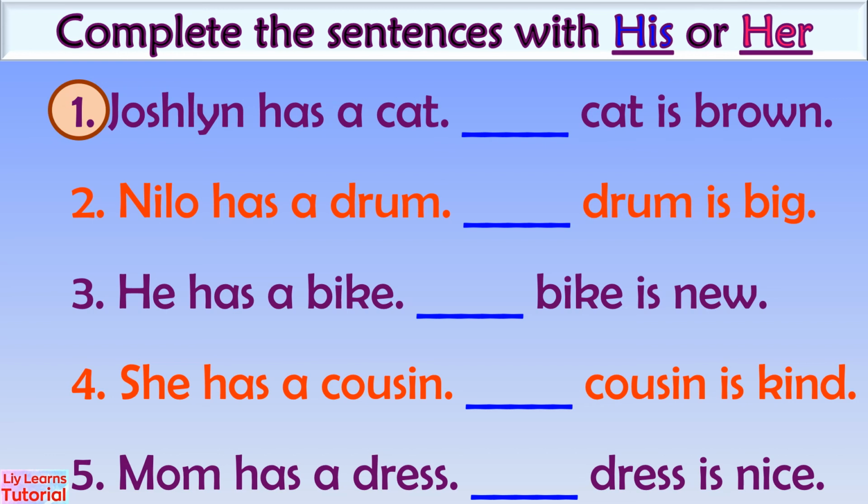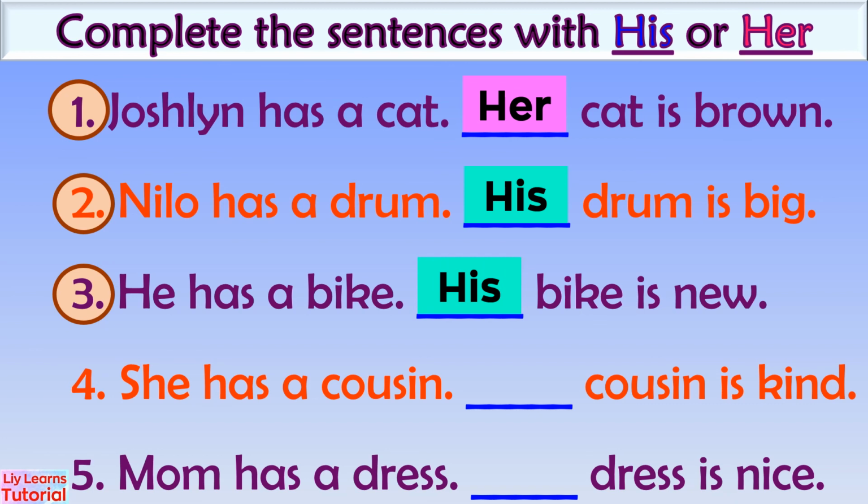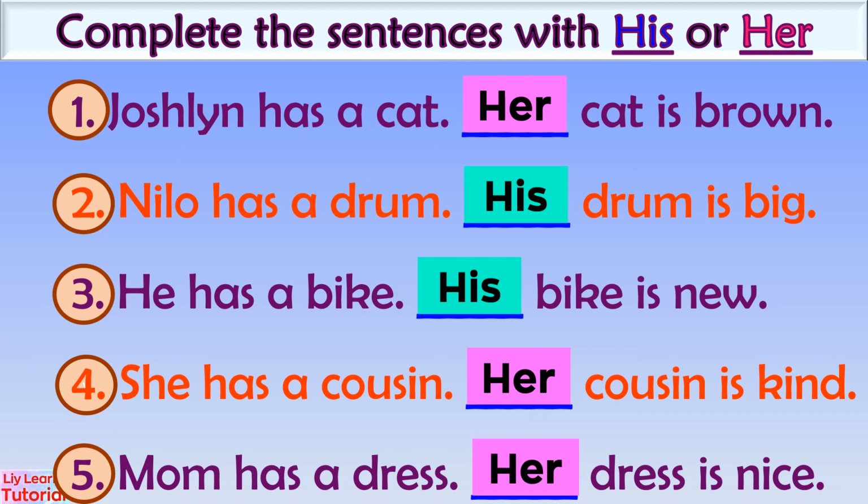Jocelyn has a cat. Her cat is brown. Nilo has a drum. His drum is big. He has a bike. His bike is new. She has a cousin. Her cousin is kind. Mom has a dress. Her dress is nice.